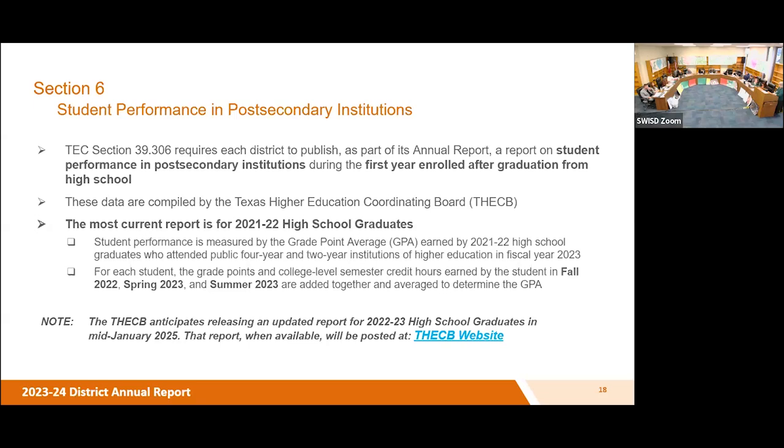We were anticipating they would release a more current report in January, and that has not been released from the Higher Education Board at this time. So they're looking at the grade point average earned by the 22 high school graduates who attended a public 4-year or 2-year institute of higher education in fiscal year 2023. They're looking at the grade points and credit hours earned by that student in the fall of 2022, spring of 23, and summer of 23, and put them together and average them to determine a GPA.